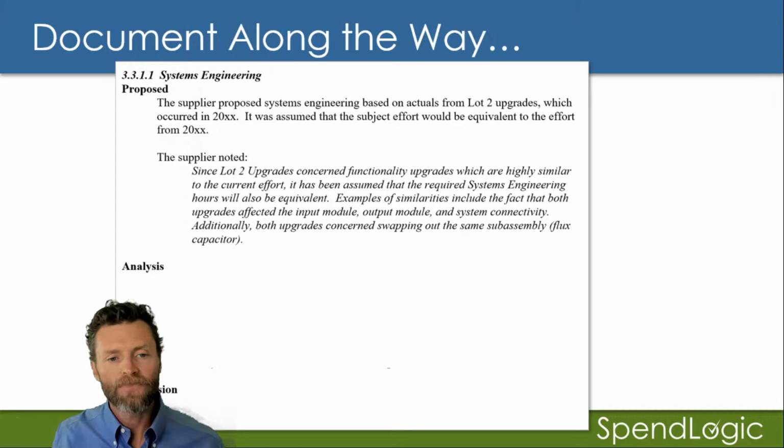What you see on the screen here is what I've now documented. You'll recall from last time, we created a cost analysis report, and for every single cost element, we created a section called Proposed, Analysis, and Conclusion. So now in my Proposed section, I have a lot more information that I've received from the supplier. You can see that I now know that they've based their systems engineering on Lot 2 upgrades, which occurred in 20XX. They assumed that it would be equivalent.